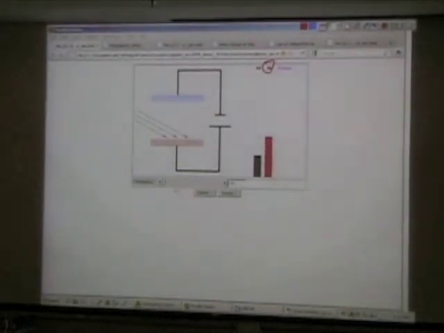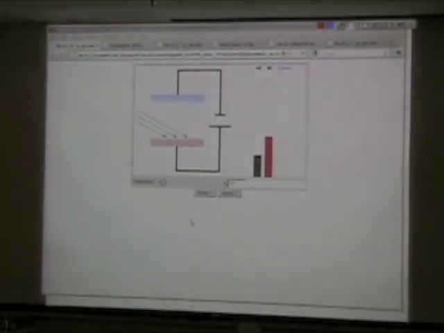This applet demonstrates what is happening when we change the frequency of light. Right now, I am increasing the frequency. The frequency is proportional to energy, so more frequency means more energy, and at some point the energy of the photons becomes equal to the work function of the material, this red bar.